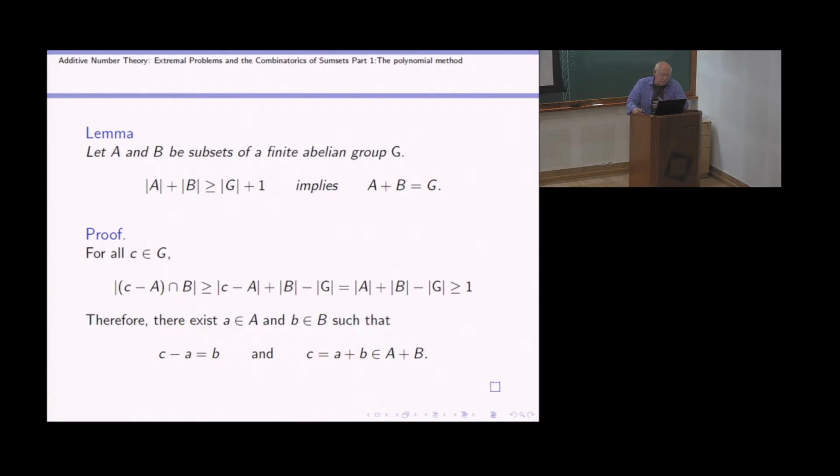And again, every proof is one line. If you take any element c in the group, if you look at the difference set, c minus A intersected with B, by this previous inequality, that's at least the size of this plus the size of this minus the size of G. But a translate of a set has the same size as the set, and this difference is at least 1. So there's something in this intersection. So there's an a in A and a b in B, where c minus a equals b, so c equals a plus b. So every element is in the sum set. It's nice.